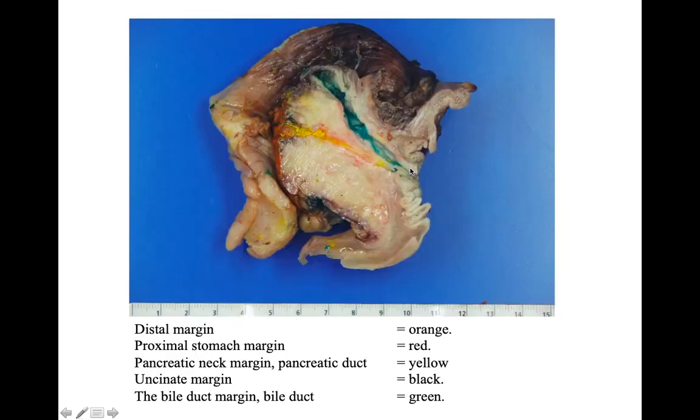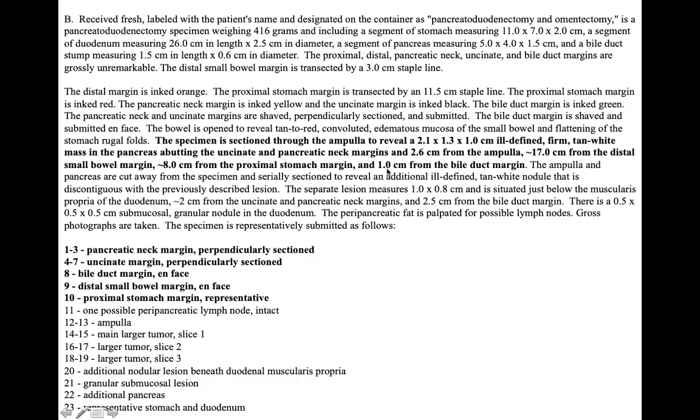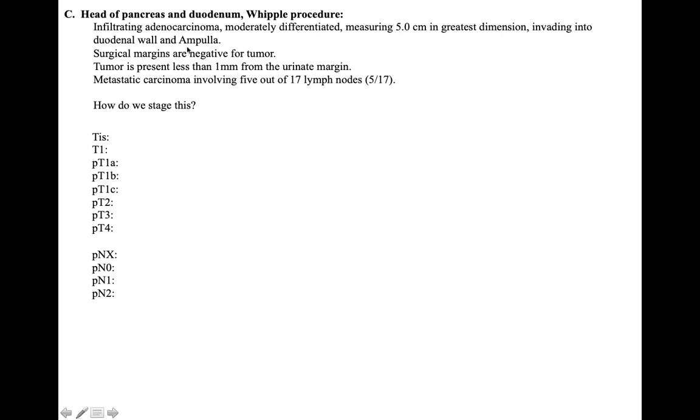So when it's opened up, it's a lot easier to see that here's the bile duct margin, here's the pancreatic margin, and here is what potentially looks like our mass. It doesn't look like normal pancreas. It looks more like a solid area. So this again was sampled as follows. It's important all the margins are sampled first, and then the specimen is sectioned to reveal an ill-defined firm tan mass in the pancreas abutting the uncinate and the pancreatic neck margins. Then you measure it roughly from all the margins, document that, and then you take pictures.